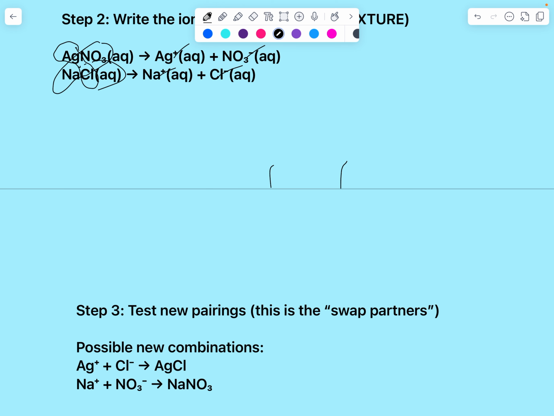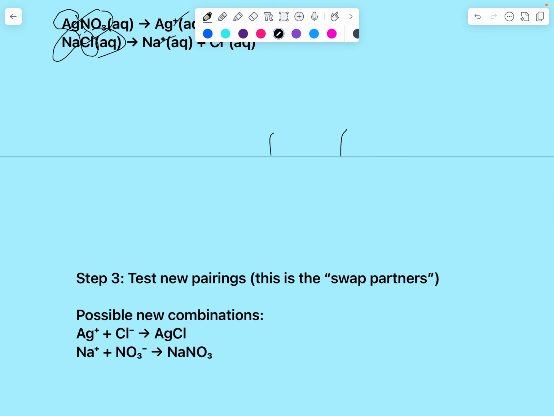Nitrates are always soluble. So NaNO3 stays aqueous. Now, AgCl. Chlorides are usually soluble, but Ag plus is an exception. So AgCl is insoluble. And if you're insoluble, you're going to form a solid. So AgCl, I should say, forms a precipitate. That solid forming is the evidence a reaction occurred. Okay?